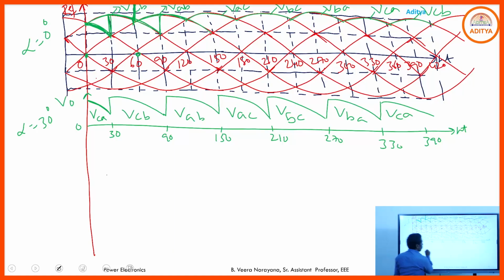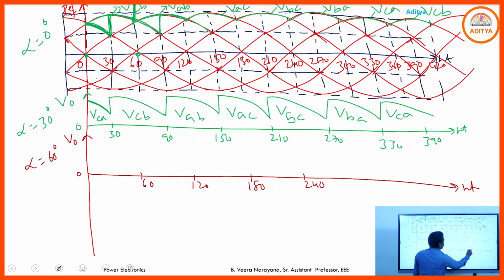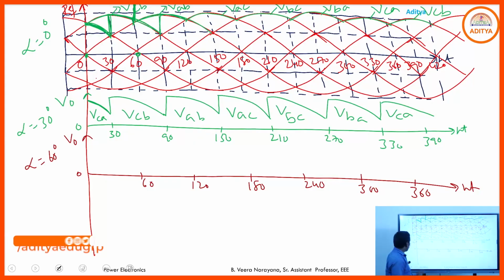Here, I just want to draw the output voltage waveform for alpha equal to 60 degrees. 0 to 60, you mark that one. This is 60, 120, 180, 240, 300, 360. So from 0 to 60, VCA is the output voltage. Then you follow the VCA curve. Where is the VCA curve? Here it is. 0 to 60, this portion.